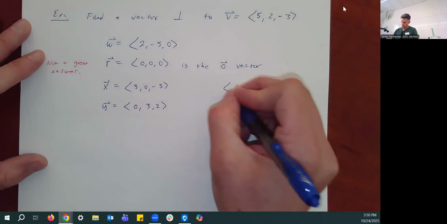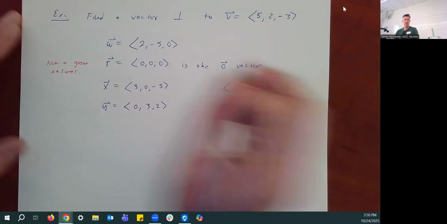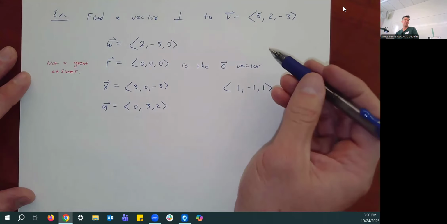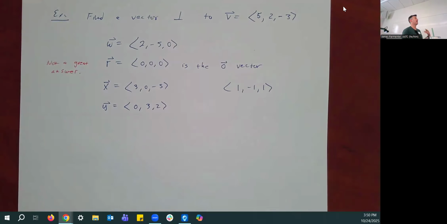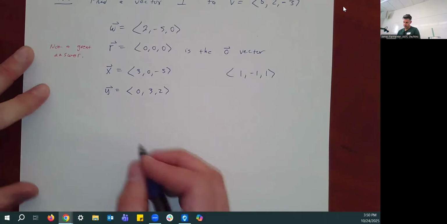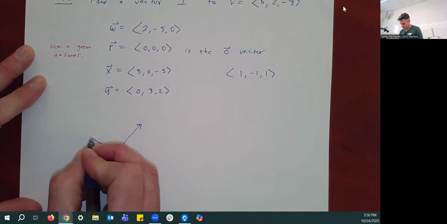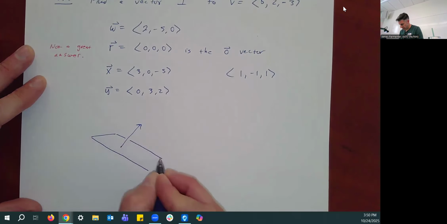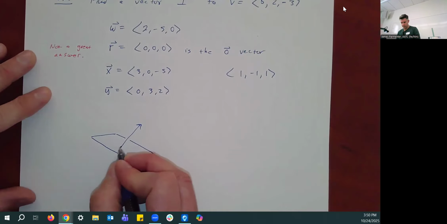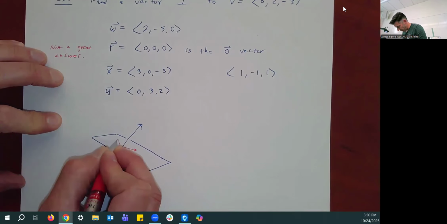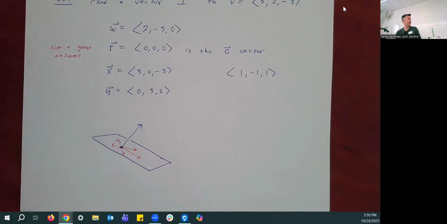Or you can come up with something completely different, like 1, -1, 1. That would also work because 1 times 5 plus -1 times 2 plus 1 times -3 is 5 minus 2 minus 3, which is 0. So there are lots and lots of vectors that are perpendicular to this vector. In fact, this is something we're going to do later, but I'll talk about it now. For this vector v, there's an entire plane of vectors that are perpendicular to it. Every vector in the plane is perpendicular to that vector.